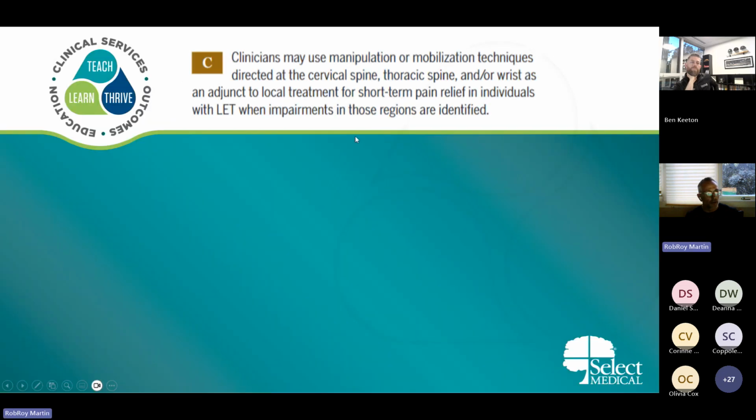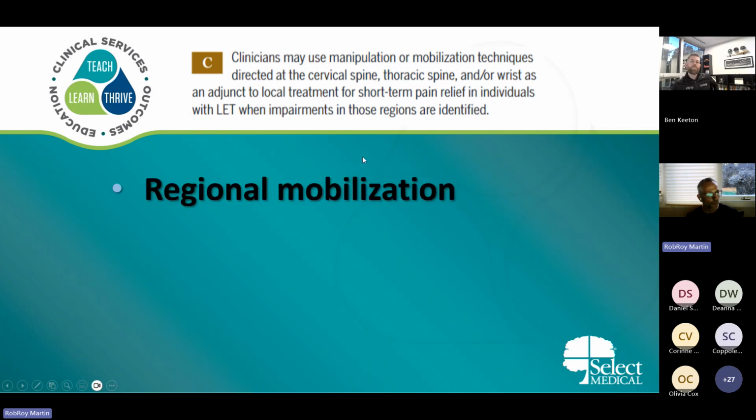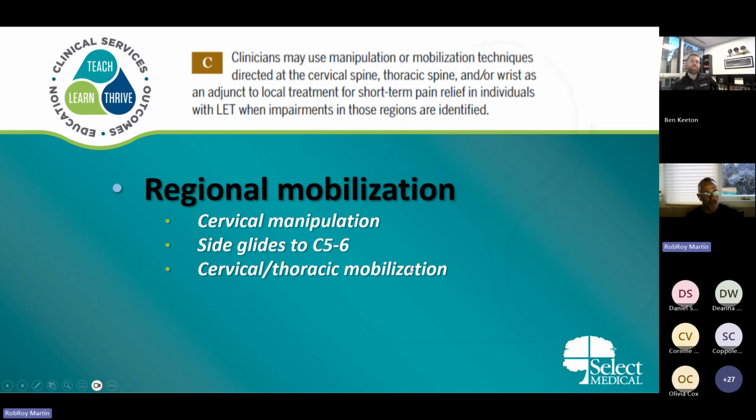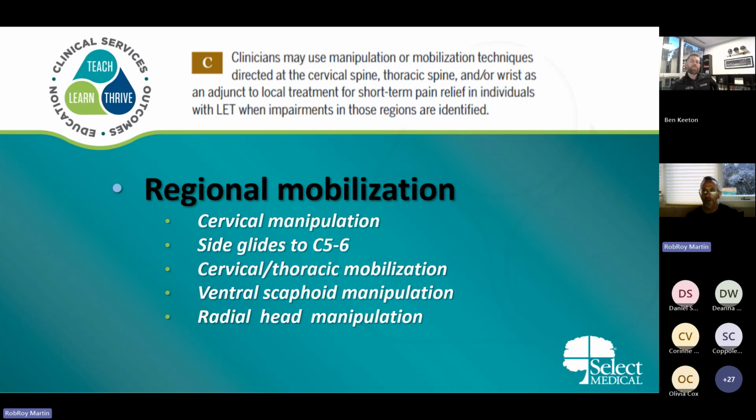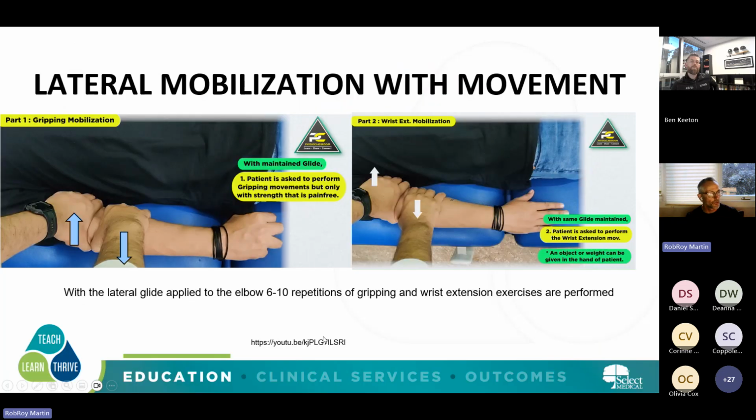We also talk about manipulation or mobilization techniques, and again, we're making sure that we're looking at both the cervical and thoracic spine for any involvement. So regional mobilization could include cervical manipulation, side glides to C5 and 6, cervical or thoracic mobilization. So this could include your CT junction manipulation. There's a ventral scaphoid manipulation that can be done, and then radial head manipulation and mobilization with movement. We'll talk about the radial head manipulation and mobilization with movement.